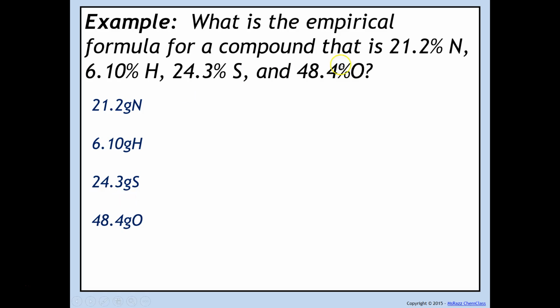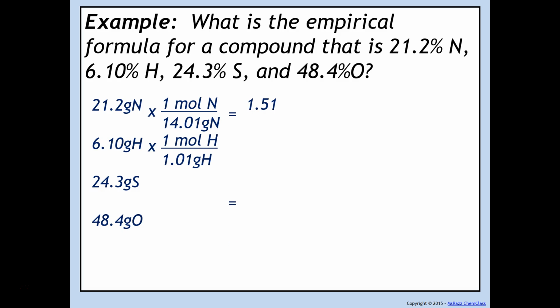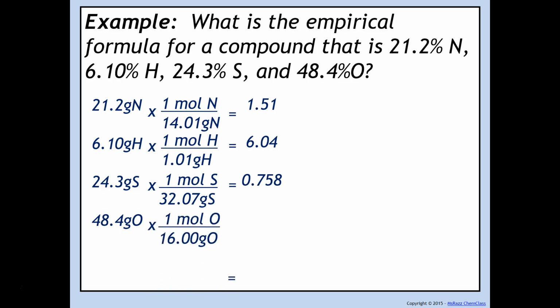So what that means is if you have 21.2% nitrogen, that means that 21.2 grams of nitrogen has to be present in the sample if you're assuming that you have 100 grams. So what you'll do is you'll just simply chop off the percentage sign and write grams. Then what you have to do is convert from mass to moles. That's the next step in the poem. So I'm going to have to use the molar masses of all these individual substances. I'm going to convert grams of nitrogen into moles of nitrogen, and then grams of hydrogen into moles of hydrogen, grams of sulfur into moles of sulfur, and then finally grams of oxygen into moles of oxygen.